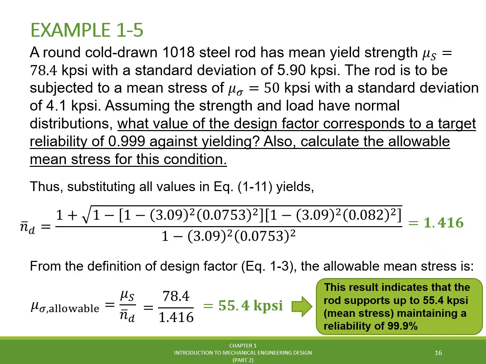So these results indicate that the rod supports up to 55.4 kpsi as the mean stress. Remember that this is a statistical quantity, if we want to maintain this reliability of 99.9%. So all results we're going to get with this analysis must be obtained from the definition of the target reliability, or the risk that we're going to accept for the design.